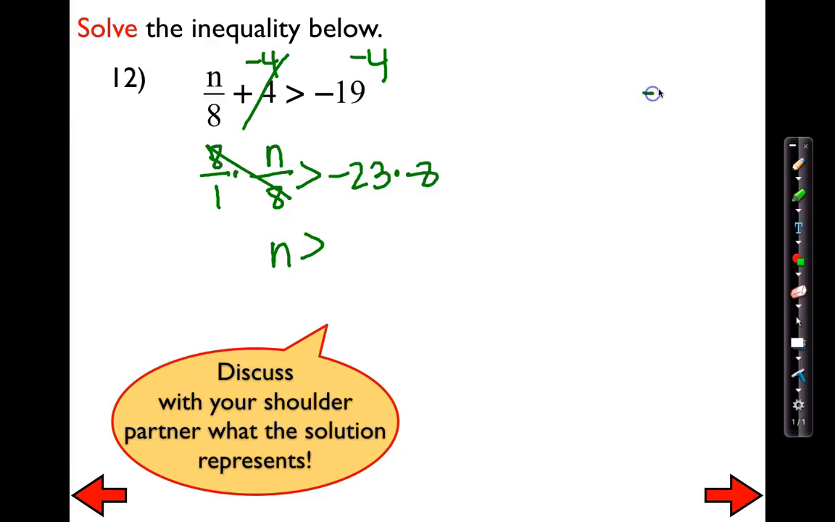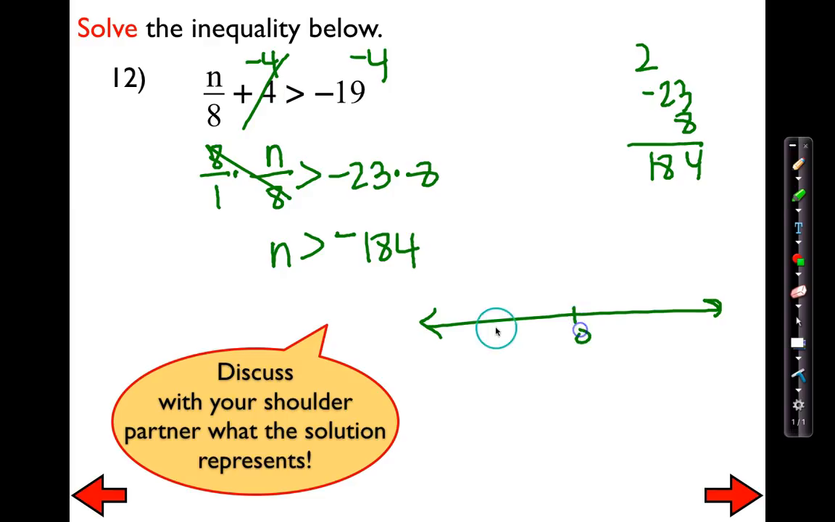We're going to multiply that out. 23 times 8. 24. This is 16 plus 2 is 18. So we have negative 184. So let's go ahead and do a quick number line. We have 0, we have negative 184, always starting with an open circle first. N is greater than, so I'm going to go ahead and point to the right. It doesn't include the equal to symbol, so I'm not going to fill it in. So this is my final answer.